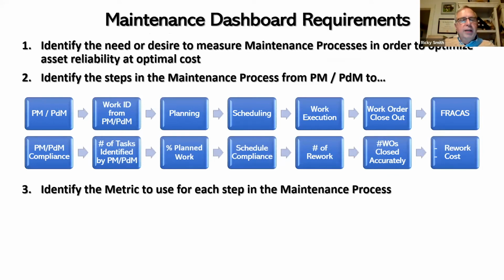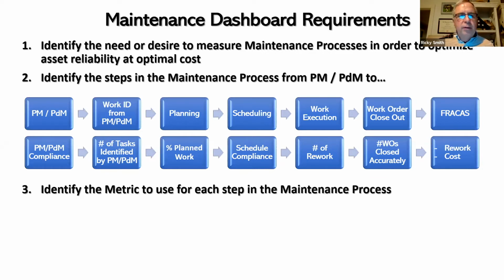So here are the metrics that we use with this. We have PM and PdM compliance, number of tasks identified by PM and PdM, percentage of planned work, schedule compliance, and number of reworks, meaning how often we have to go back to previously maintained equipment that we did something to. And then the number of work orders closed accurately. And how do you do that one? Typically, it's the planner that goes back in and randomly pulls a number of work orders and checks whether they are closed accurately or not.